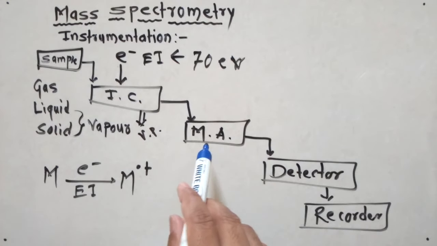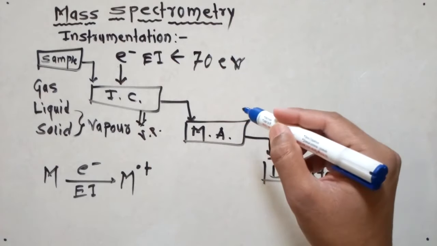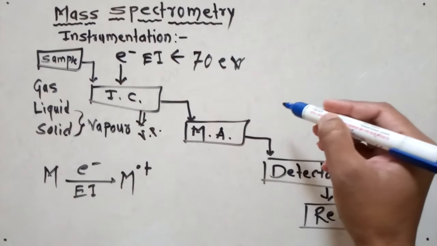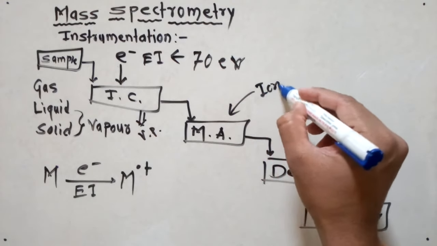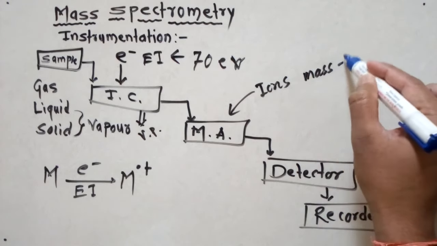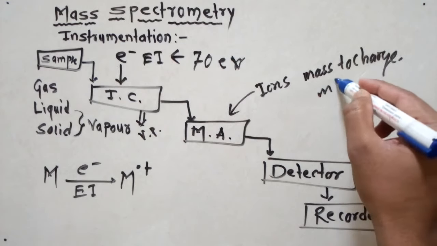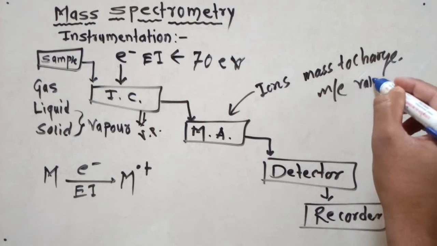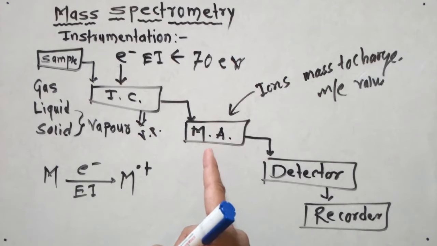So what does the mass analyzer do? In the mass analyzer, you will find the ions are separated. In the mass analyzer, ions are separated according to their mass to charge ratio, that is the M by E value, right? So now they are separated.